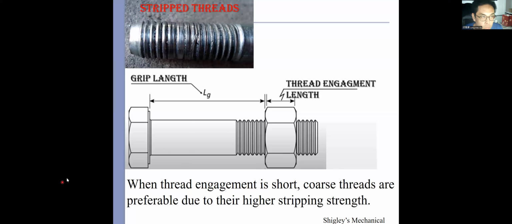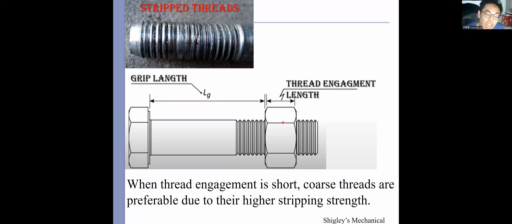So this is an example of a stripped thread here. We can see here. When the thread engagement is short, that means the engagement length is short, coarse threads are preferable due to their high stripping length.